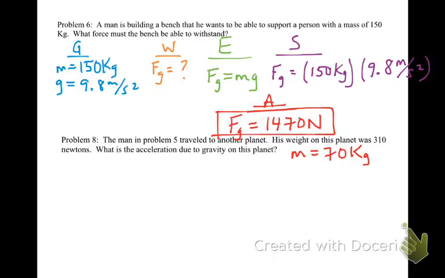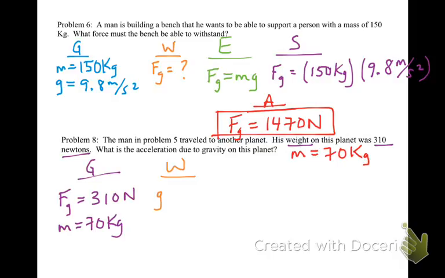Hopefully you paused the video. What I'm going to do now is show you how to do this particular problem. So we've got our given here. His weight on this planet is 310 newtons, so that means we're talking about his force of gravity, 310 newtons. His mass was given to us in a prior problem as 70 kilograms. Our wanted is our acceleration due to gravity for this particular planet. Our equation, Fg equals mg.